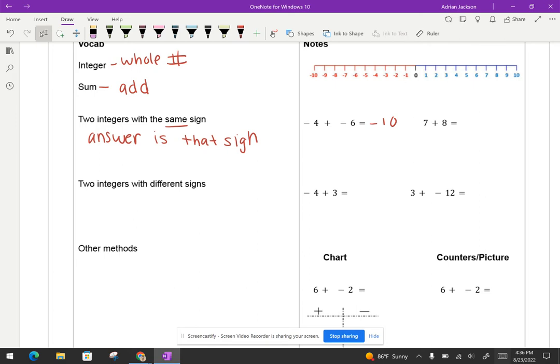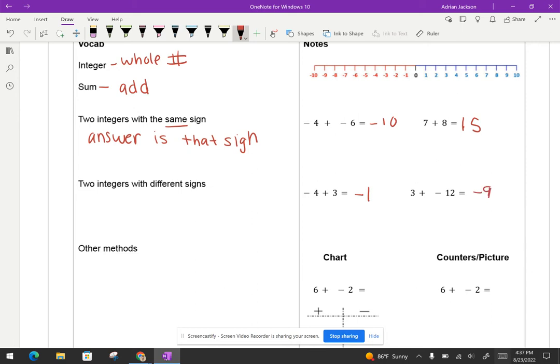So then we have 7 plus 8, which is 15. -4 plus 3 will give me -1. And then 3 plus -12 will give me -9.